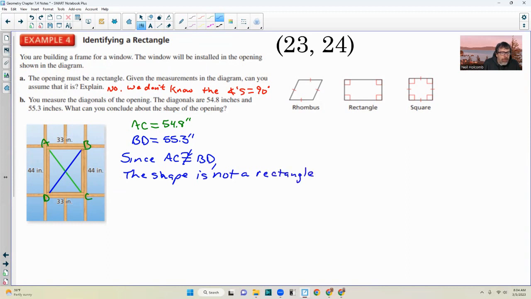But can we conclude, can we tell what it is? One diagonal is longer than the other and all 4 sides are congruent. That would be a rhombus. So I'd say it is a rhombus. Okay, so the diagonals are not equal, but all four sides are. That is a rhombus. Okay, so now you should be able to do problem numbers 23 and 24 in the exercises.